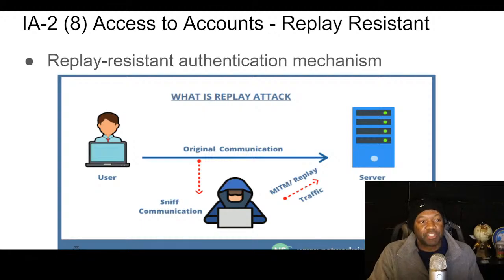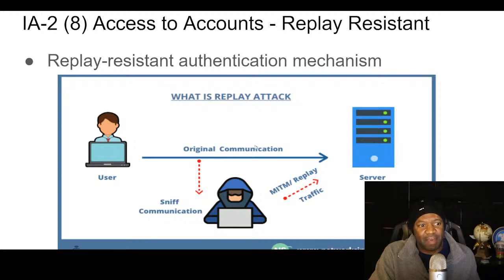This is making sure that accounts you're using in your organization are replay resistant. There's an attack used against authentication called a replay attack, and very quickly, it's just like this image you see here. There's a person in the middle that's watching this wire. They're sniffing the communication, which means they are somehow, some way, able to collect all the data.